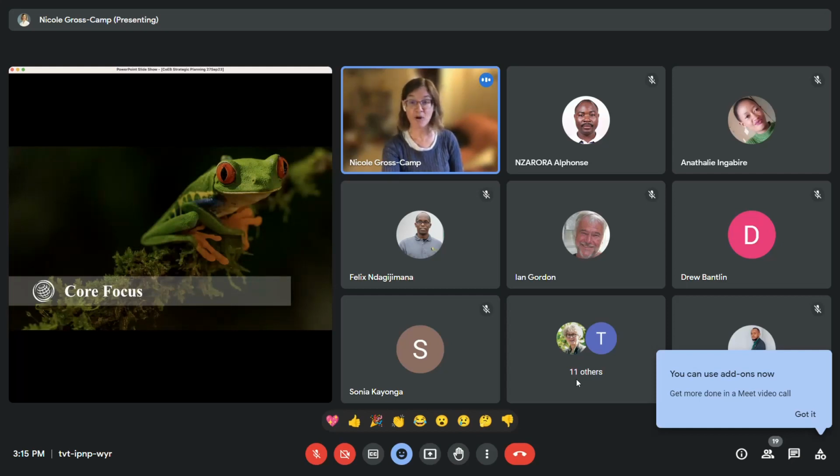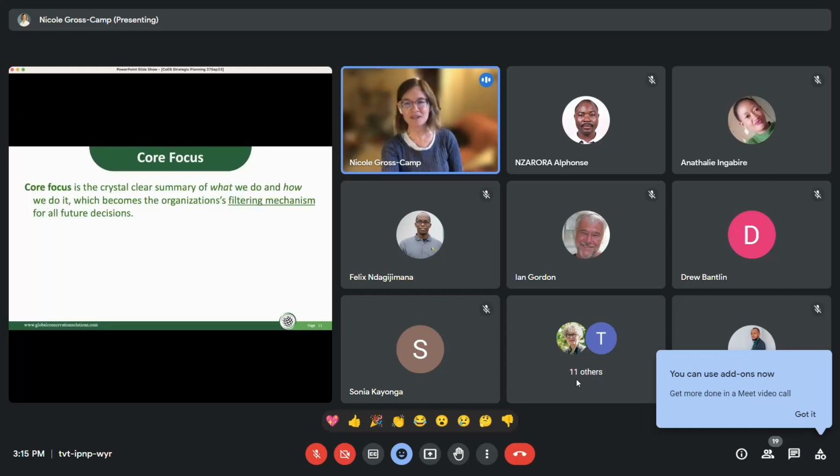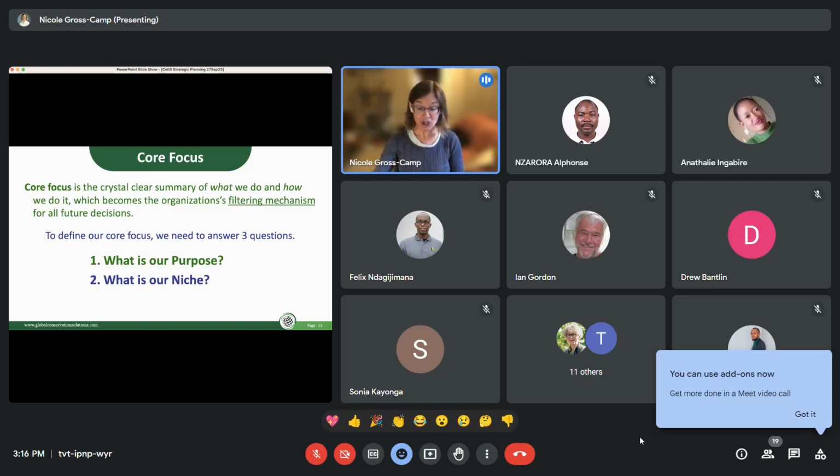The next step is our core focus. This is really what we do and how we do it. The core focus is described as a filtering mechanism for future decisions. To do this, we answer 3 questions. What is our purpose? Why do we exist? What is the meaning of our organization? Why are we here? What is our niche?